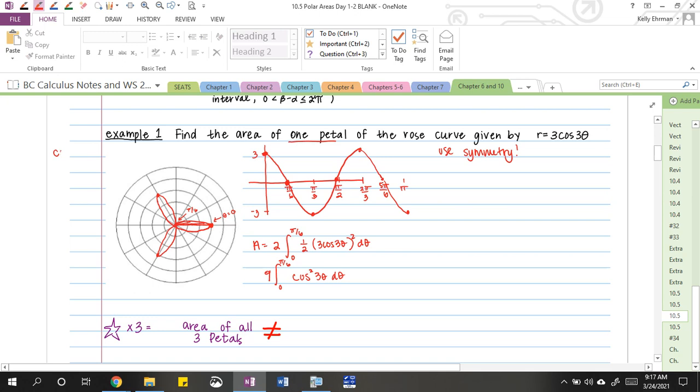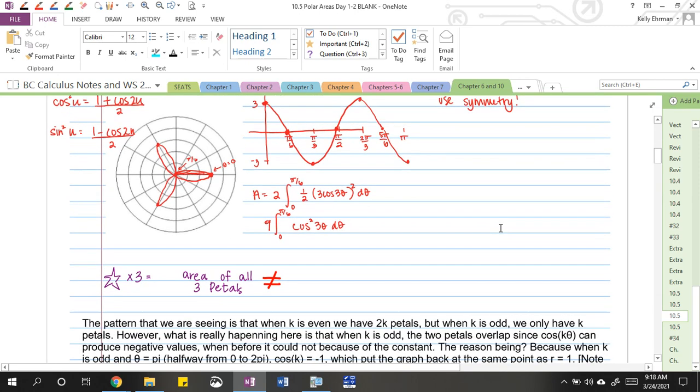So these are, what are these? Power reducing formulas, I think. Cosine squared of u, some angle u, in our case it's 3 theta, is equal to 1 plus cosine of 2u, divided by 2. And here's the other one we need. Sine squared of u is 1 minus cosine of 2u over 2. So they're the same formula. Cosine is plus, sine is minus.